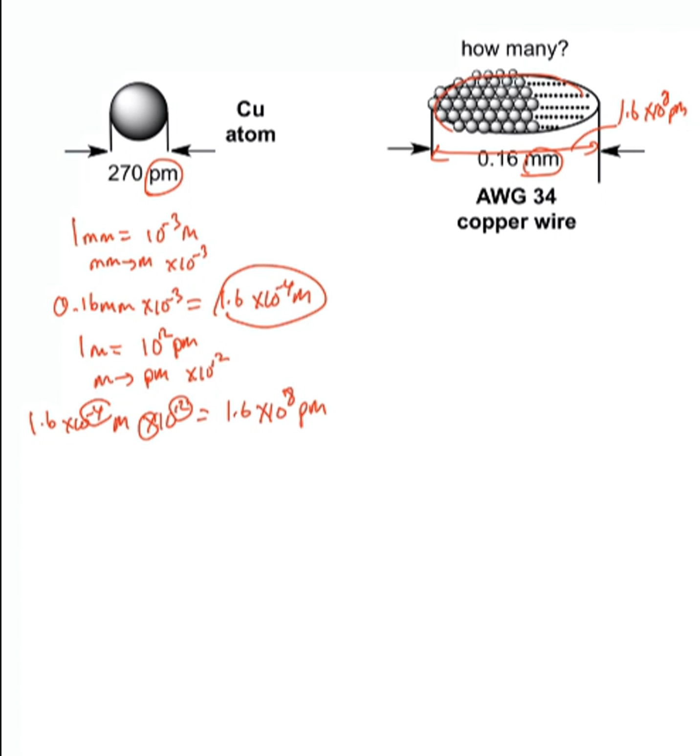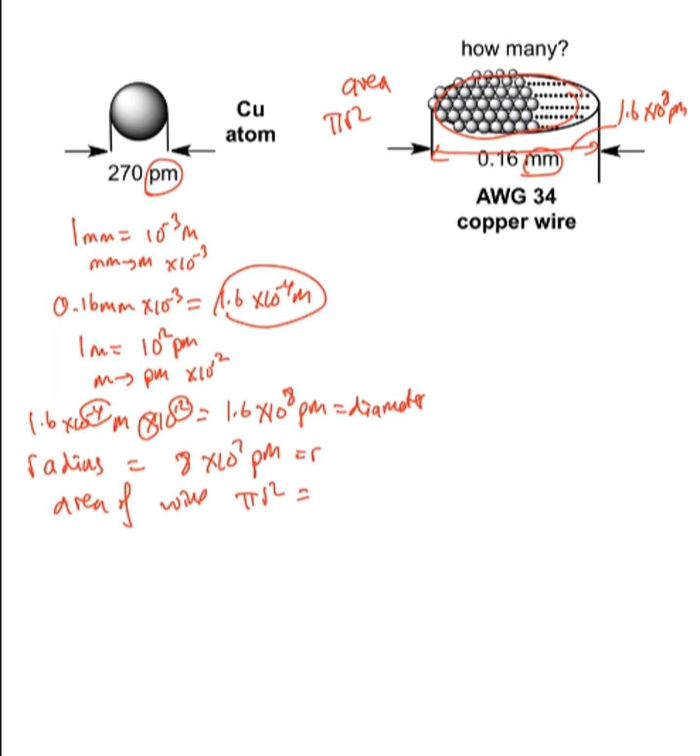If we want to get the area, then we're going to use the formula pi r squared. So we need the radius, which of course is simply half of the diameter. So that's 8 times 10 to the 7 picometers. Therefore the area of the wire, which is pi r squared, is 2.01 times 10 to the 16 picometers squared. So that's the area of the end face of the wire.